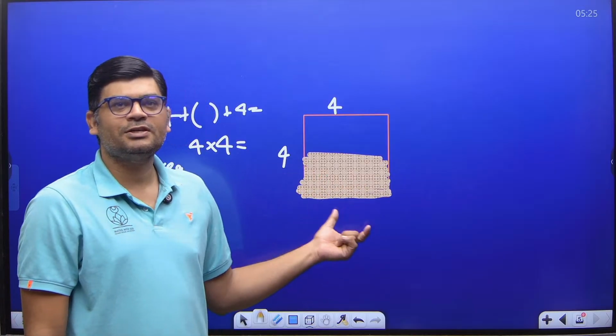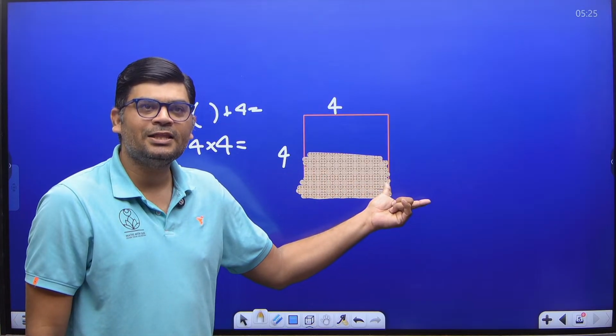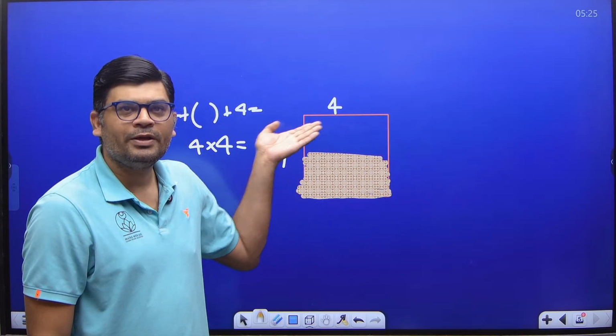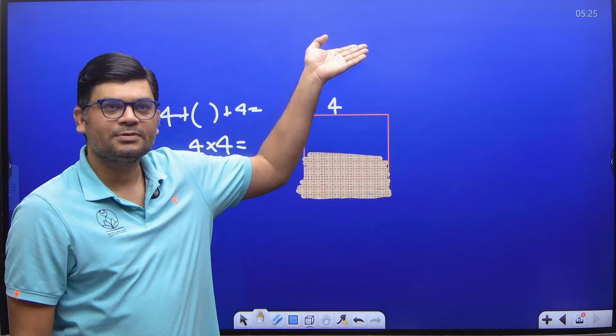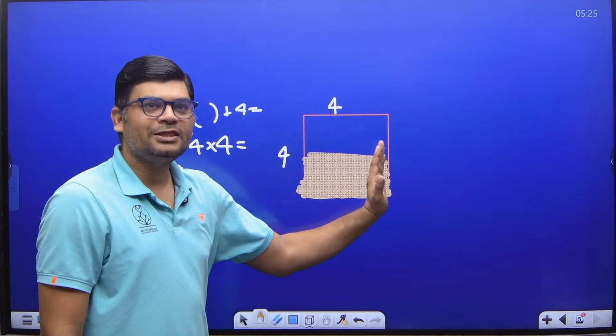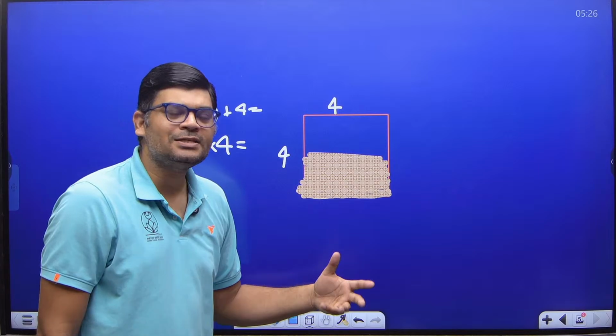For a rectangle, the same logic will apply. So suppose this is length. Length is being painted how many times? Breadth times. So the formula is length into breadth.